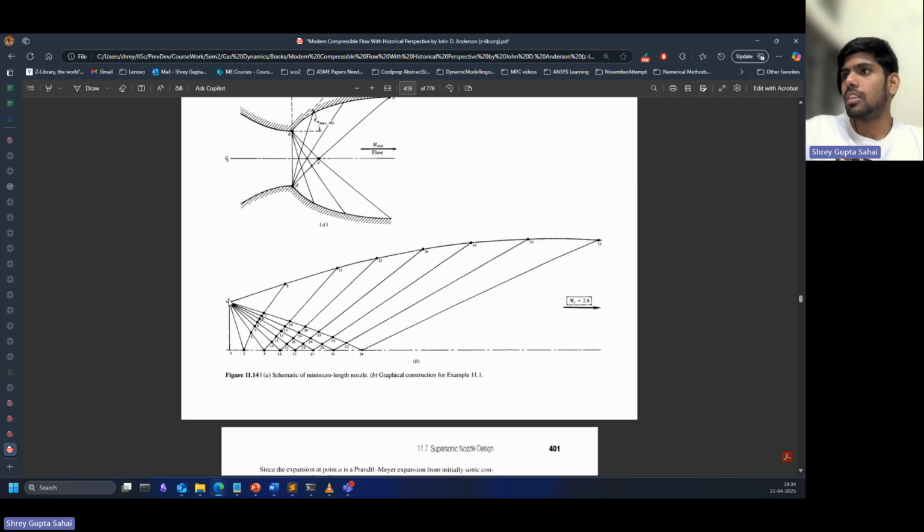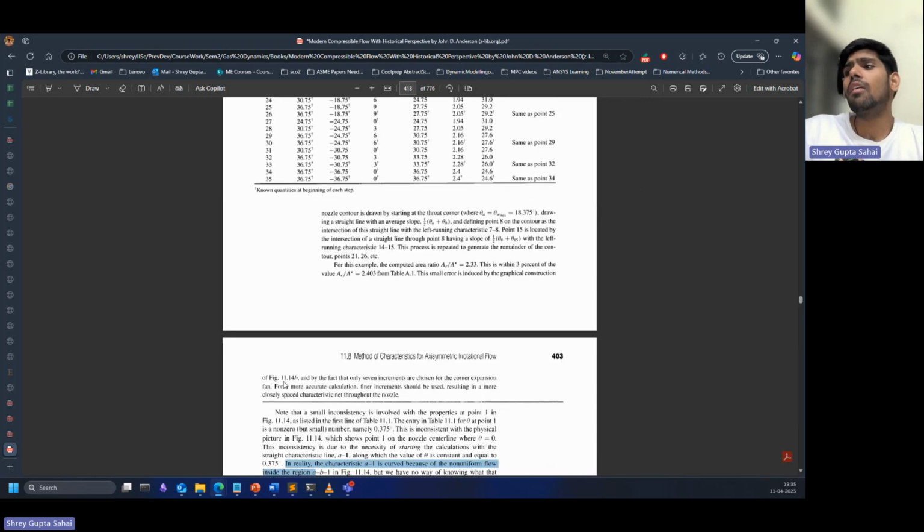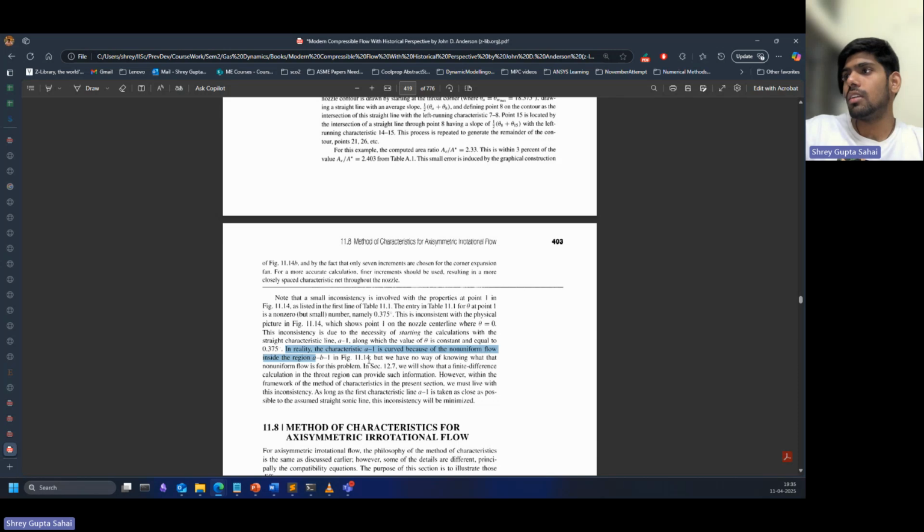So what is the region AB1? In this region, there is a non-uniform flow. So A1 will be a little curved. It will not be just simply a straight line. It will be curved in the sense that here it will be a straight line as theta will be 0.375, but in this region, theta will become 0. We will avoid this inconsistency. But we have no way of knowing what non-uniform flow is there for this problem, and we must live with this inconsistency.